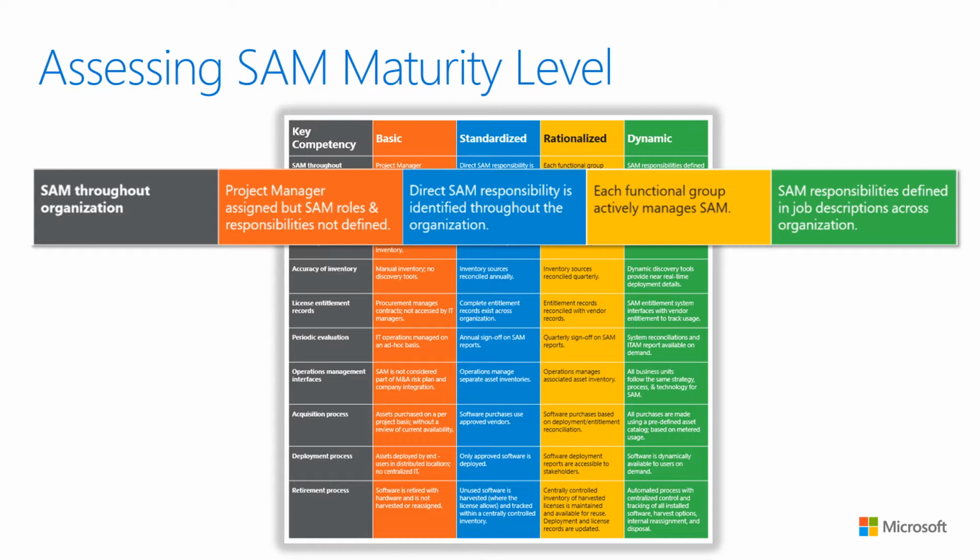And finally, in the green box, the dynamic level, SAM responsibilities are defined in job descriptions across the organisation. So what did our customers say on the previous slide? They said, we've got someone who has SAM responsibility identified for each functional area in our organisation. Where does that put them? Well, they're not actively managing SAM in each group yet, but they do have the people identified, so they would be classified at the standardised level for this competency.